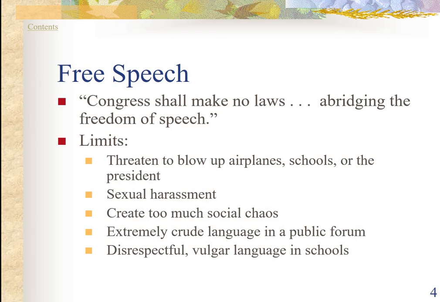Disrespectful, vulgar language in school. Anything that is deemed not school appropriate, you don't really have that right to free speech in those instances. And hate crimes. Hate crimes are not covered in free speech. You can't commit a crime and be like, oh yes, free speech.